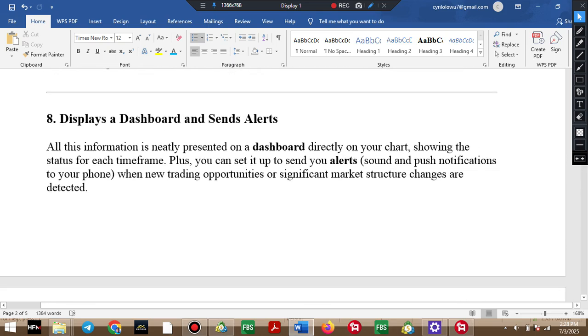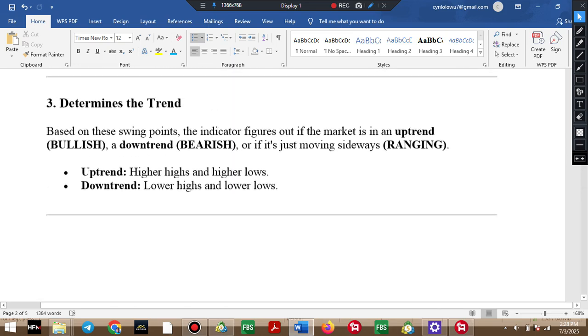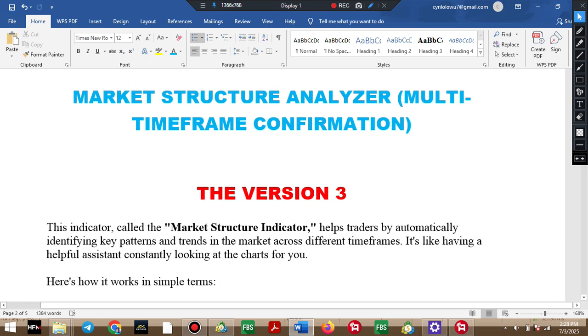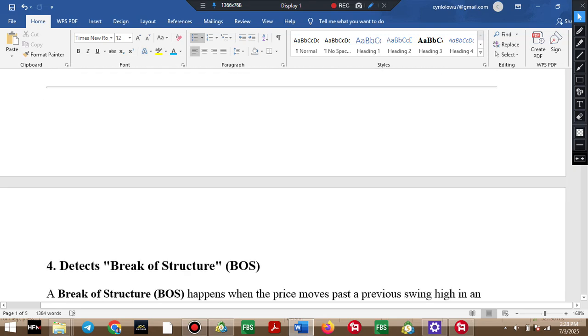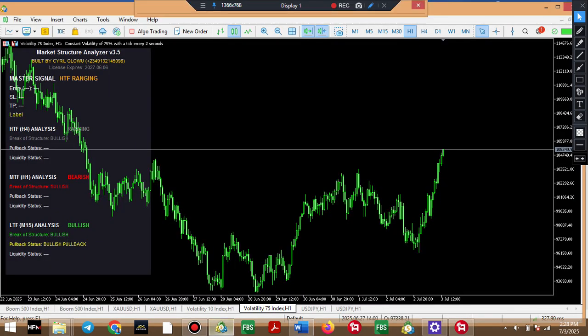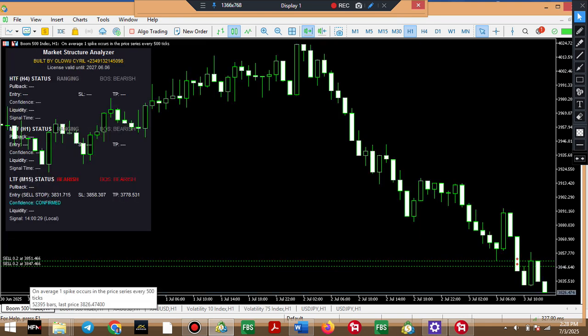Now I'm going to show you how this version 3 looks on the chart before we go to the second version properly. So here is my chart. There was a trade I started. Okay, good. This is the version 3.5, right? I'm sorry, this is the version 3.